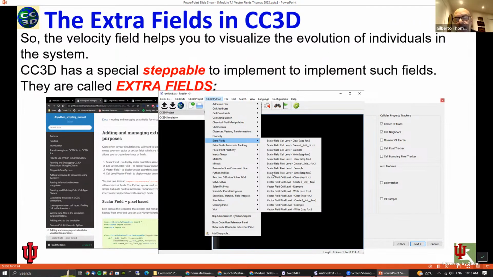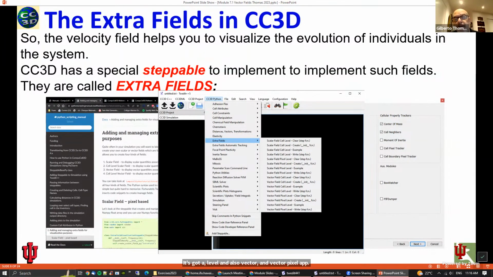I mean, we can describe a cell by its center of mass that we call scalar field cell-based model, or we can describe the cells through all the pixels that the cell has. So this is what we call pixel level, scalar field pixel level. So we have a scalar cell level, scalar pixel level, and also vector cell level and vector pixel level.